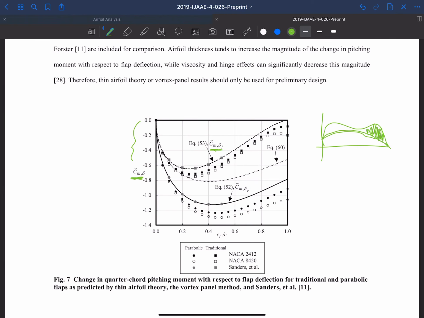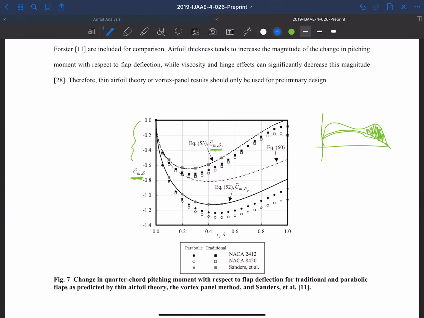Okay, so now let's look at the parabolic flap. We see that for the parabolic flap, we actually get even more negative pitching moment per degree of deflection than we did for the traditional flap. And we see that it doesn't go back to 0. We still have some negative pitching moment if we use our entire chord for that deflection. And again, that's because we're adding camber to that entire flap because we're using a parabolic flap.